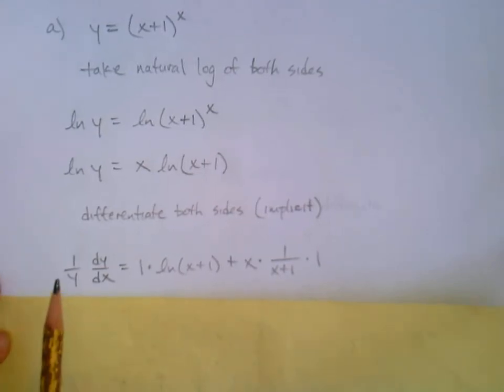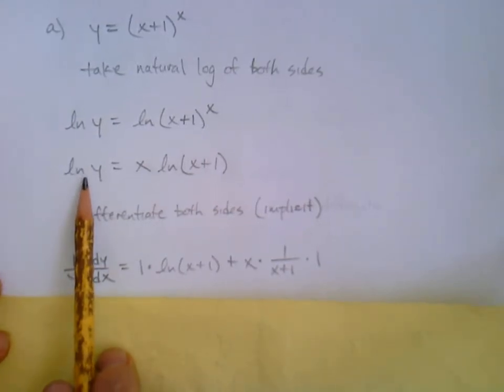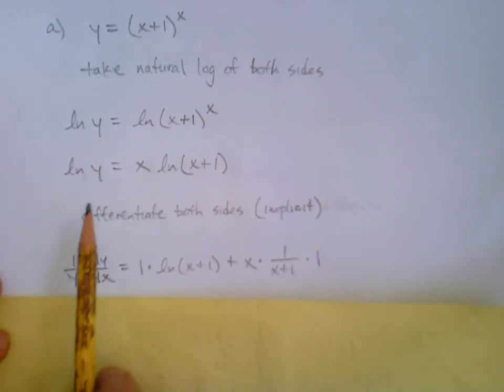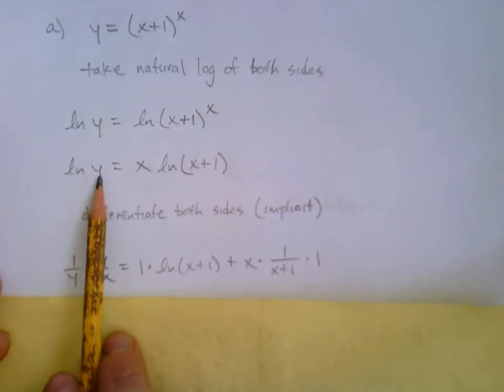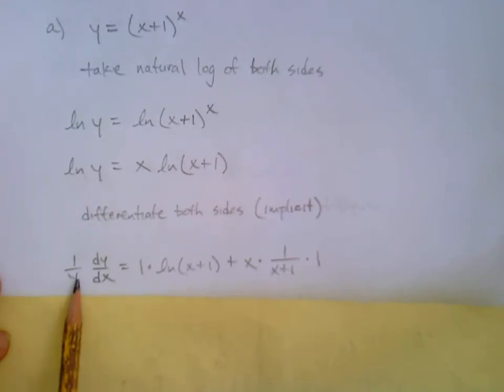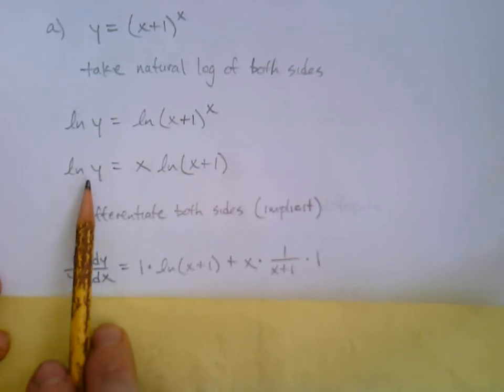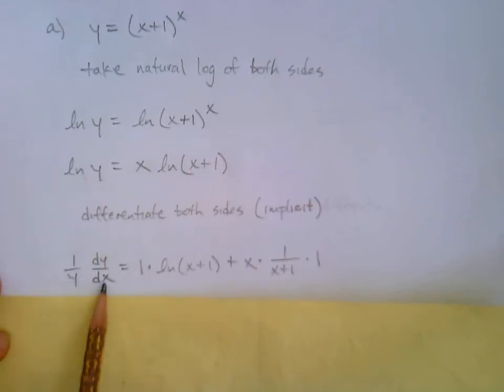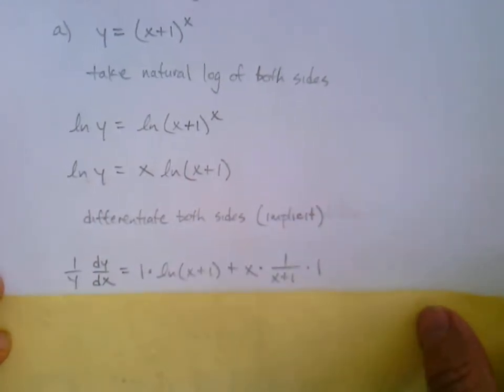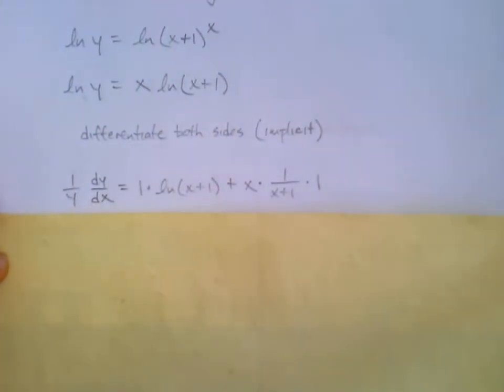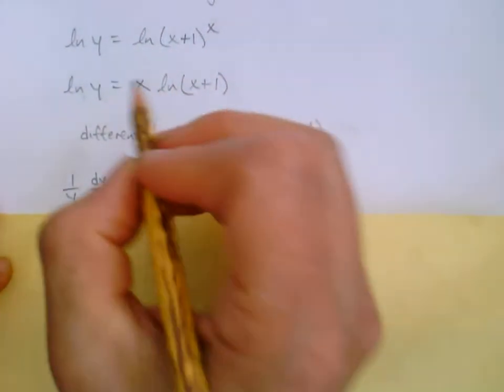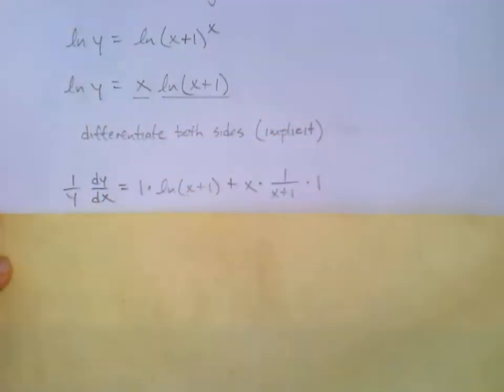Okay, so how's that going to work? Let's look at the left. If you take the derivative with respect to x, then you need the chain rule on the y. So natural log y, the derivative would be 1 over y, but then remember you always have to multiply by dy over dx. So on the left, the derivative is 1 over y times dy over dx. How about the right side? This is a product: x times the natural log of (x plus 1).